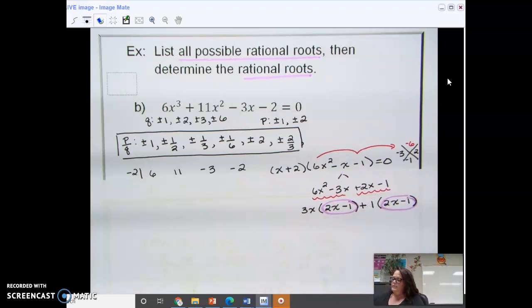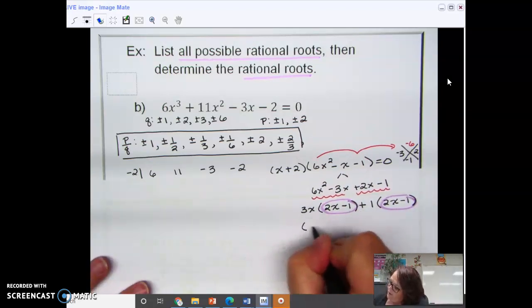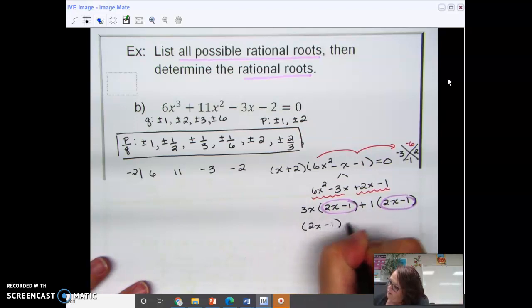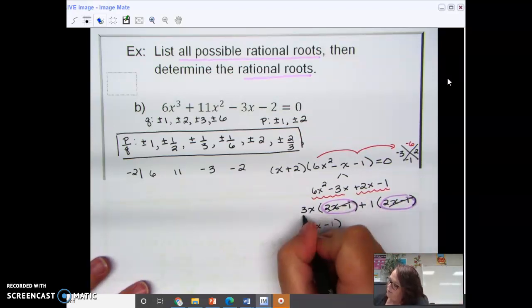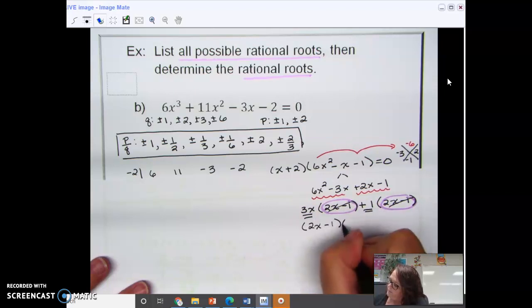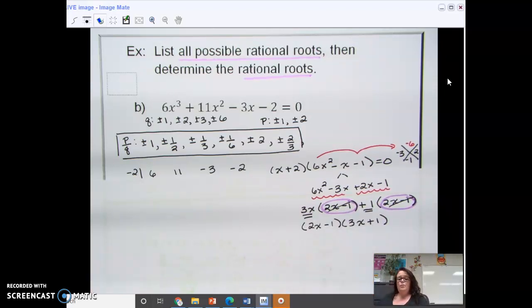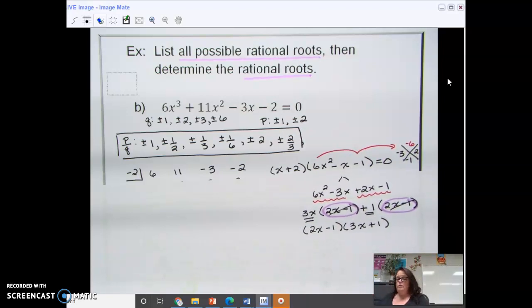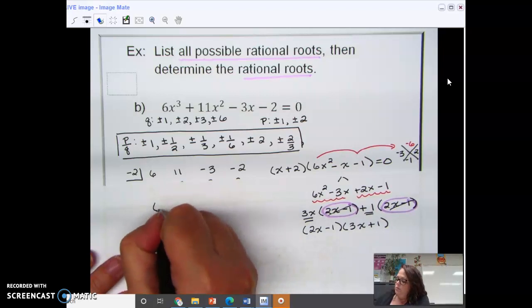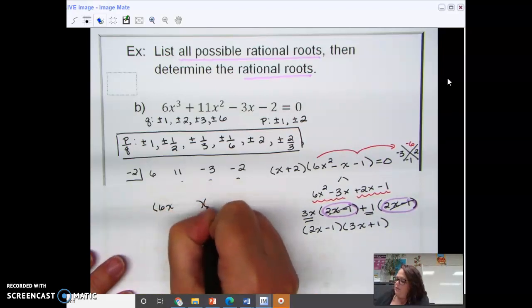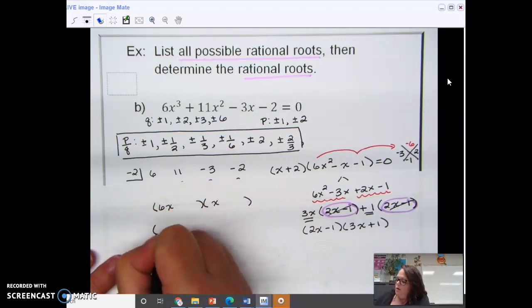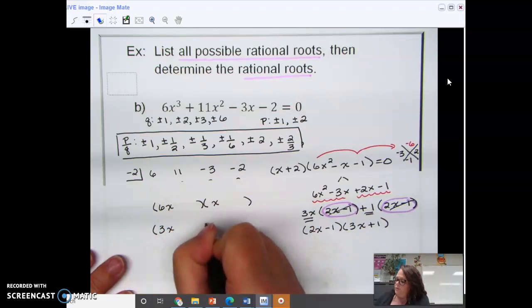So what we're going to do is, since we have that same common factor, we're going to factor out the 2x minus 1. So when that comes out, we're left with 3x plus 1. If you wanted to use the shortcut, it's a little bit more difficult than the last time because 6 is not prime. So there's two ways to multiply to get 6. It could be 6 times 1, or it could be 3 times 2.